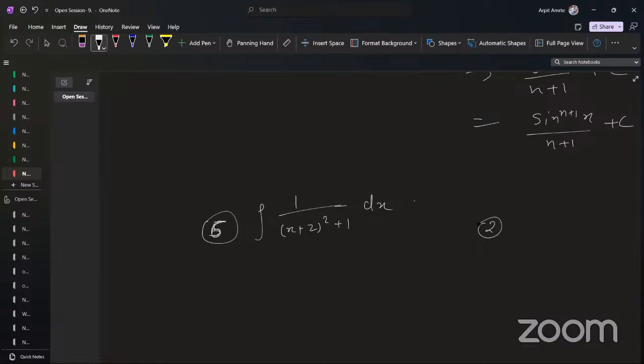Tan inverse of (x plus 2) plus 3. What is the answer? Tan inverse (x plus 2) plus 3 plus C. So everyone got this answer? Correct.